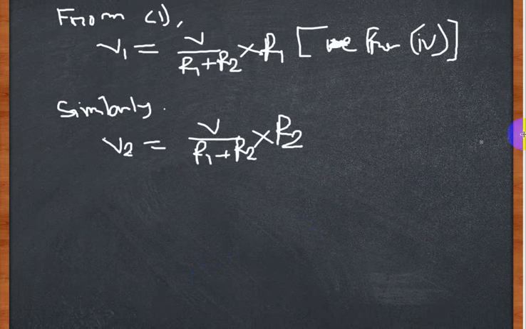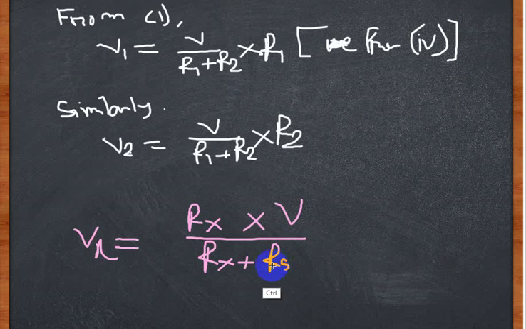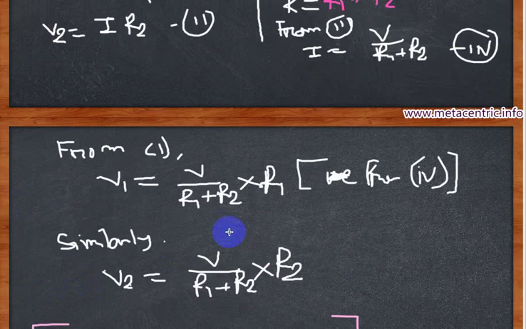If we generalize the equation like that, if we want to calculate Vx, in the numerator it should be Rx into V, where V means the total voltage, divided by the equivalent resistance, that means Rx plus Rs, or we can write R of equivalent, right? So this is the generalized form, and this is the VDR.